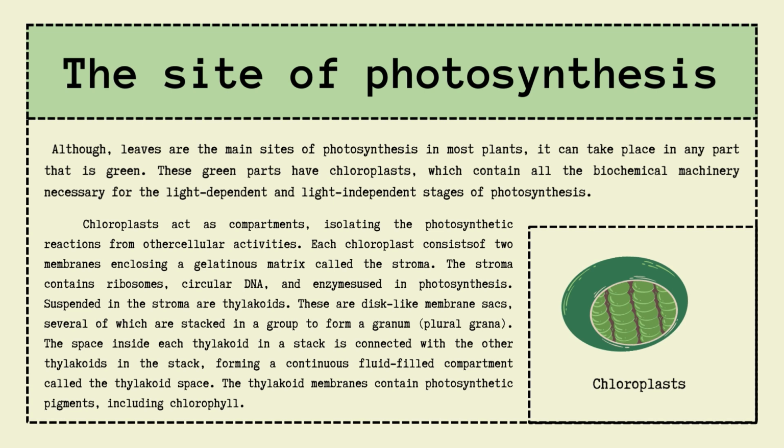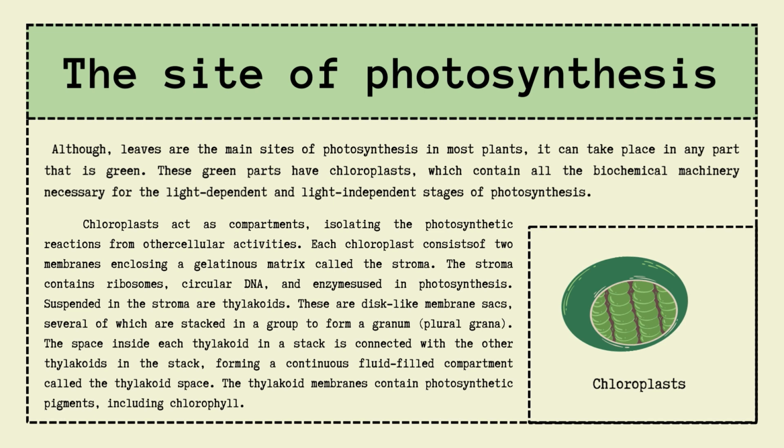The site of photosynthesis. Although leaves are the main sites of photosynthesis in most plants, it can take place in any part that is green. These green parts have chloroplasts, which contain all the biochemical machinery necessary for the light-dependent and light-independent stages of photosynthesis. Chloroplasts act as compartments isolating the photosynthetic reactions from other cellular activities.